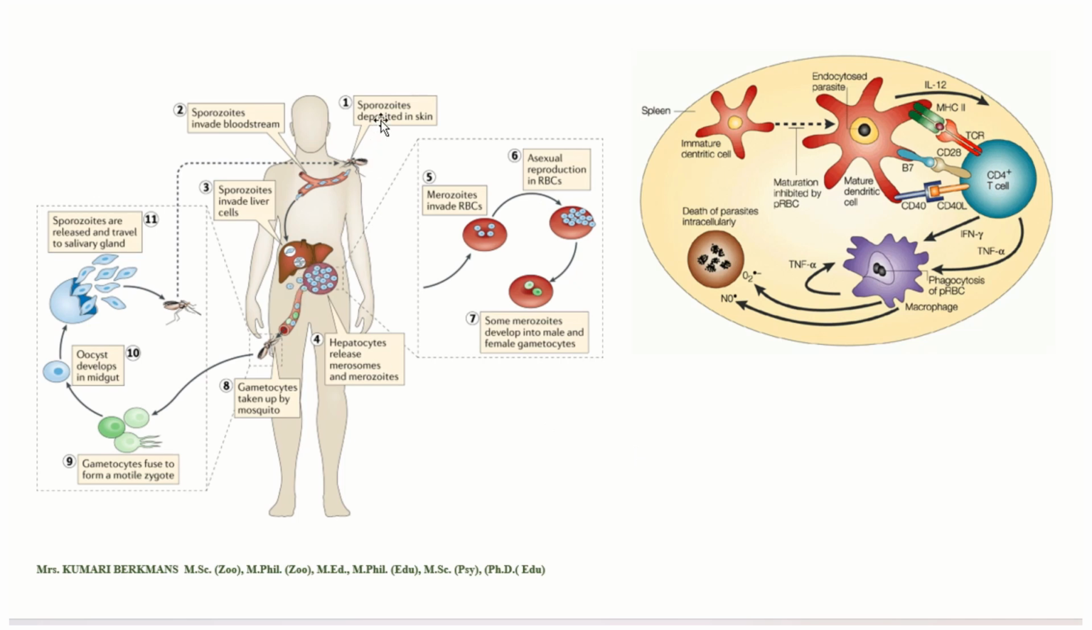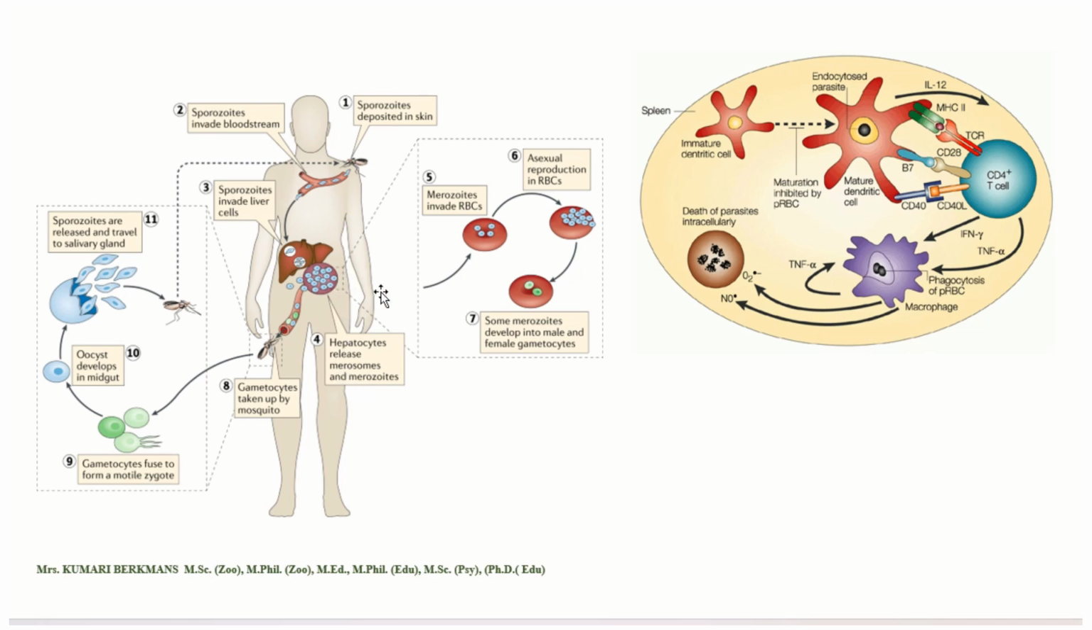You can see here the mosquito bite. When the mosquito bites, the sporozoites enter the bloodstream and invade it. Then they enter the liver cells, where they replicate and form merozoites. The sporozoites are converted into merozoites in the liver. Then they develop into gametocytes. In the liver, they release merosomes and merozoites.